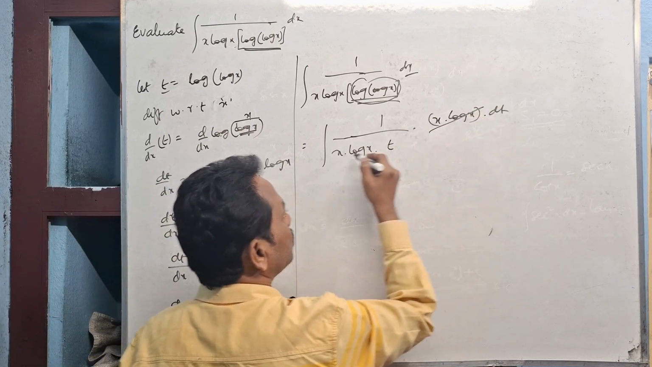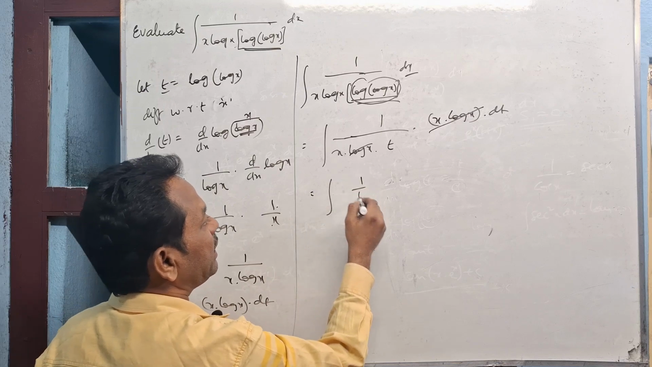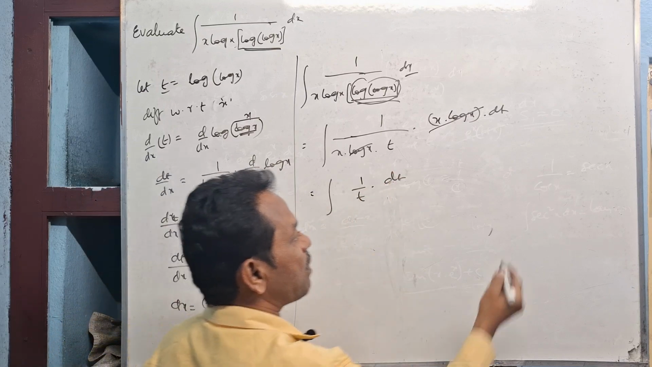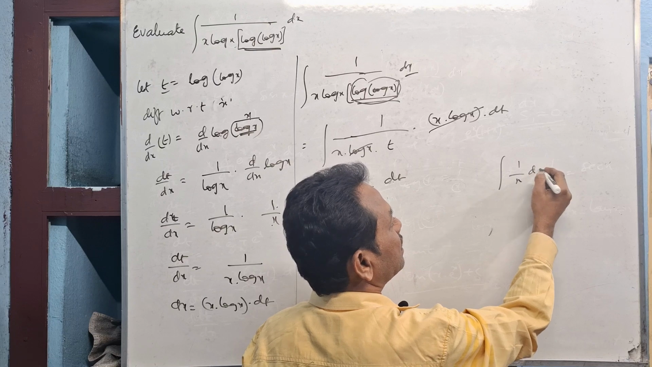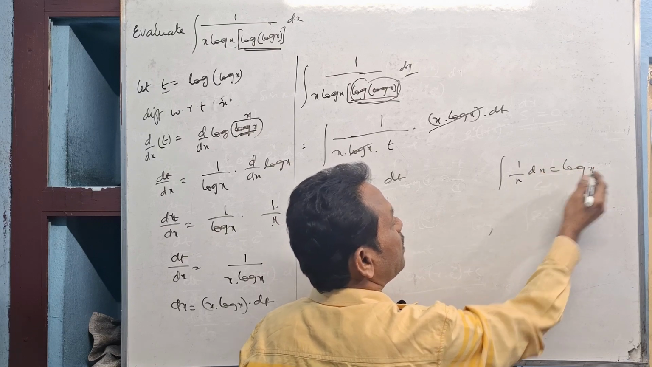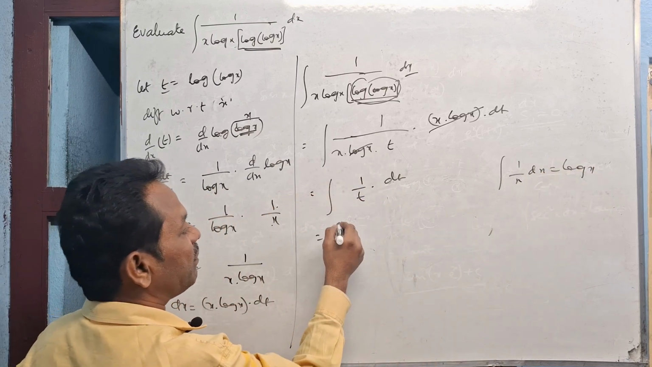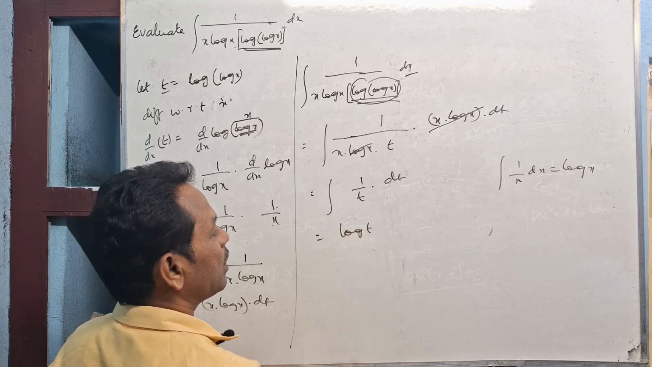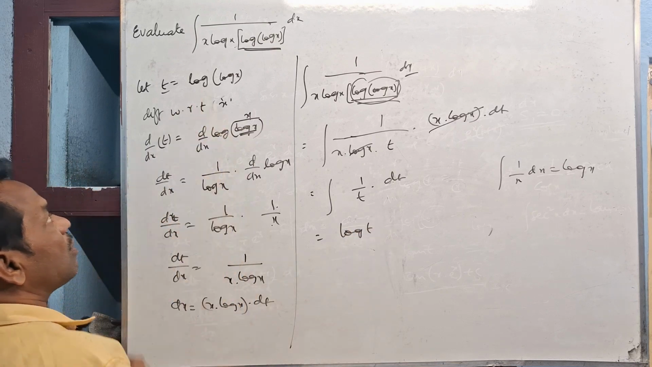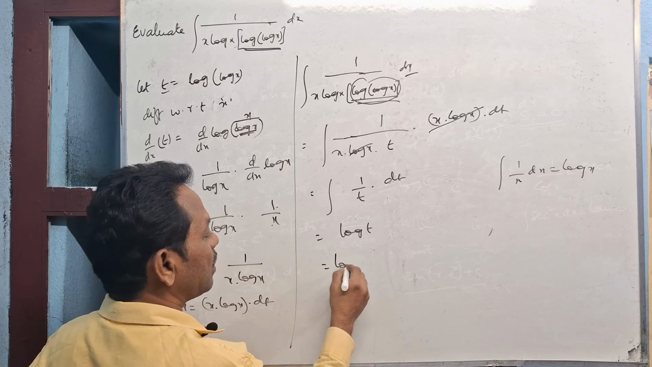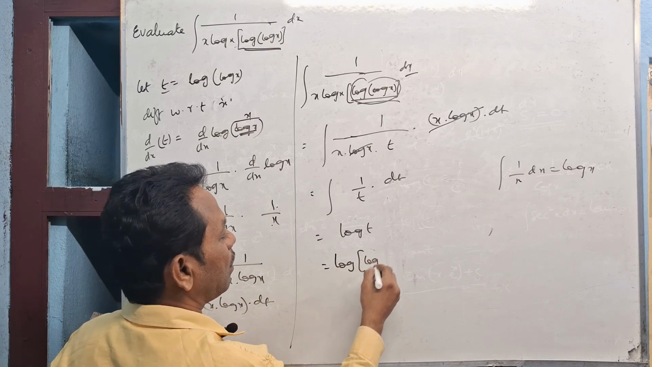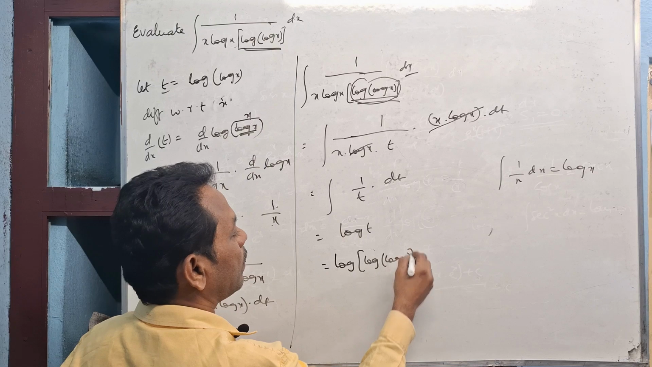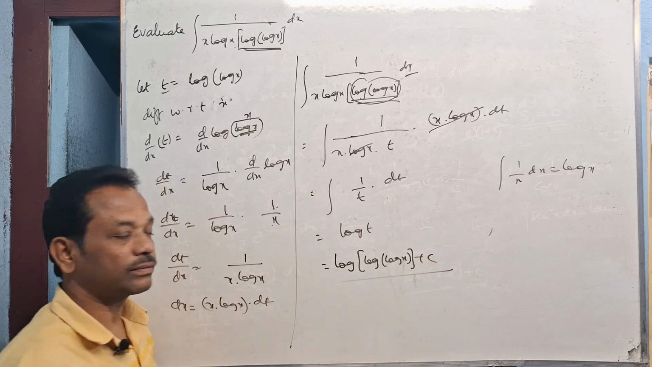Now, we can cancel these two. So here we have integration of 1 by t dt. The formula for integration of 1 by x dx is log x, so I'll use that formula here. So we'll get log t. But the value of t is log of log x, so we can write this as log of log x plus c.